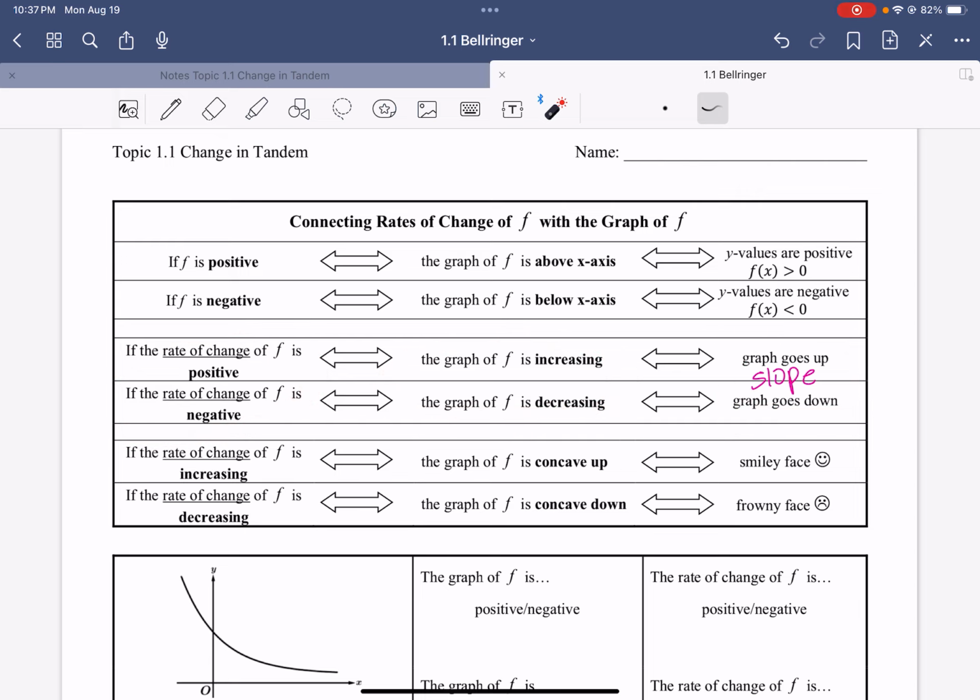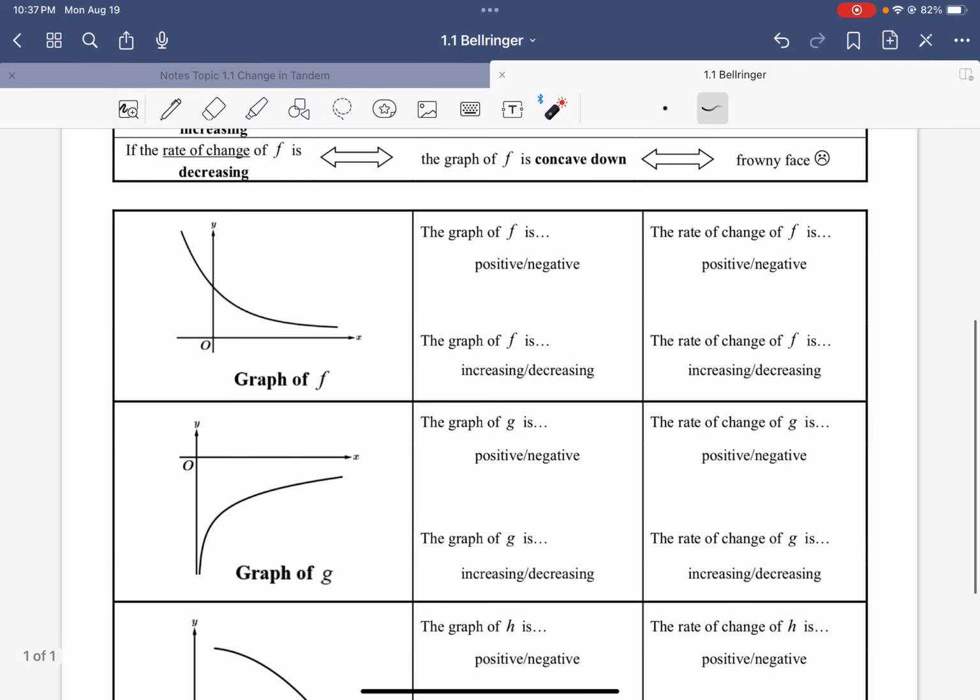Okay, so again, these two words show up here, but with the extra rate of change at the front, which changes the meaning of just simply positive or negative. Increasing or decreasing also shows up here, again with the addition of the rate of change at the front, which changes the meaning completely. So if it says the rate of change is increasing or decreasing, that's referring to concave up or down, and then you're looking for the smiley face or the frowny face. So here are some examples.